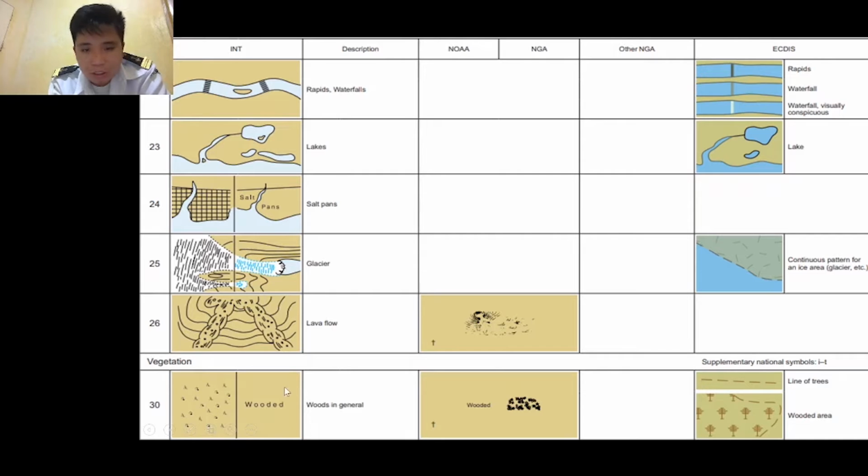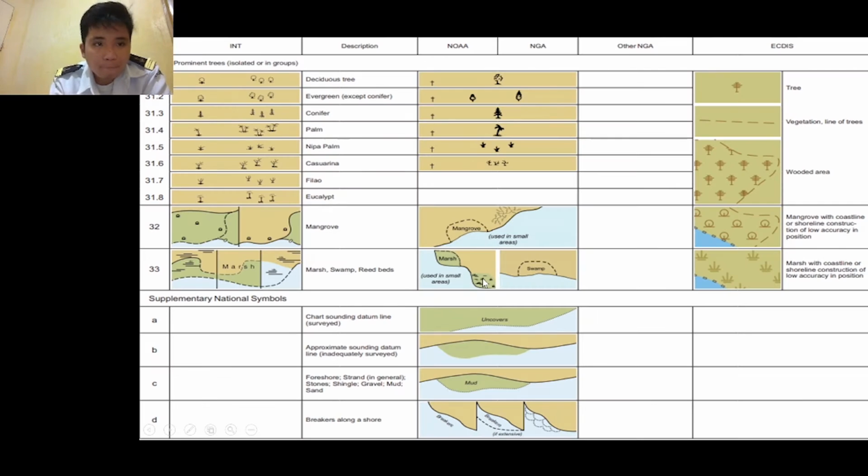Woods in general, vegetation on land, wooded. Then this is wooded areas on ECDIS. Then this one's a rapid or a waterfall, and water that you could visually see on the ECDIS, and lake. Then, so again, these are the deciduous tree, evergreen tree, conifer, palm, nipa palm, casuarina, filao, eucalypt. This is evident in Australia, I believe. Mangrove, near the shore, marsh, swamp.